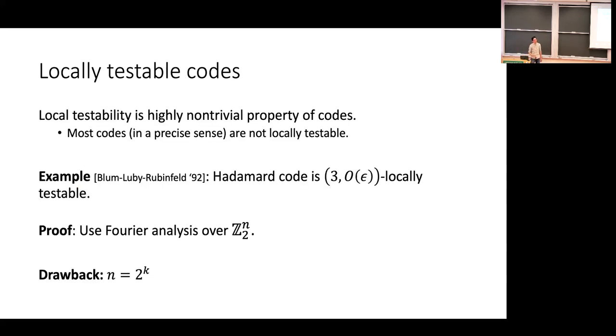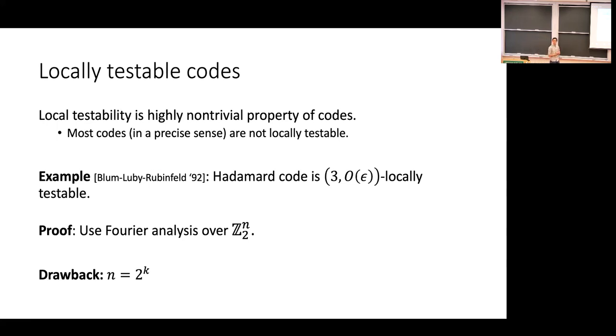You're never 100% sure, but when are we ever sure? Okay. So local testability is a wonderful property, and it's highly non-trivial. It's not like you walk down the street and run into an error correcting code that is locally testable. In a precise sense, if you sample a code at random, it's not locally testable. So it really requires work to create, but there are some nice examples.